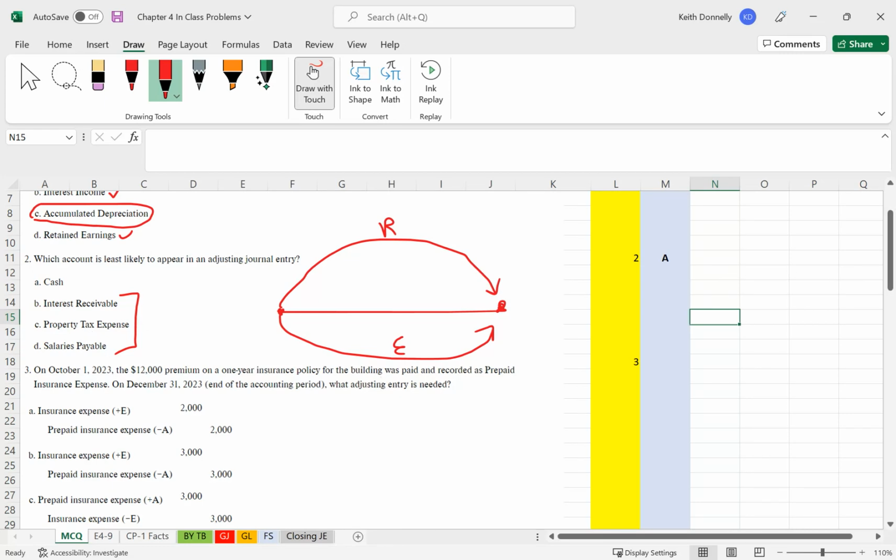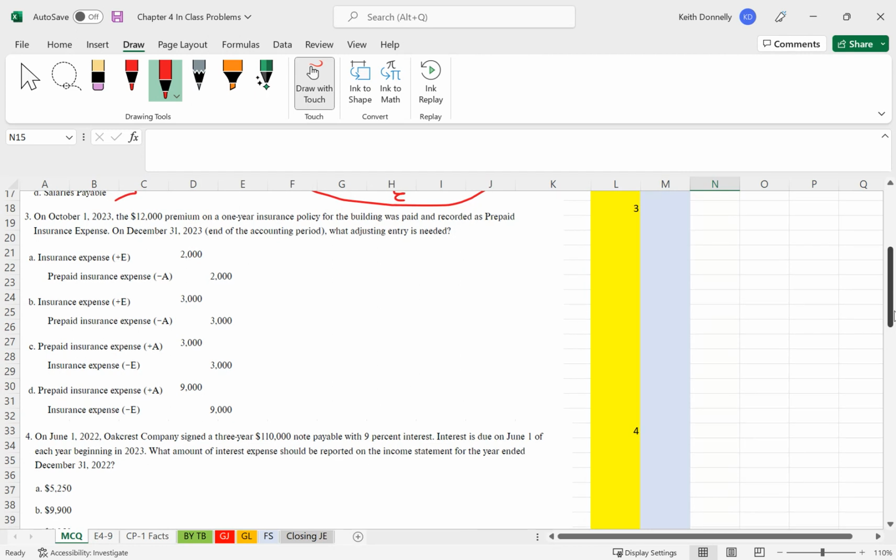Let's look here at 3. Okay, so it says on October 1st, 2023, looks like we bought an insurance policy for a building, and at that time we debited prepaid expense or prepaid insurance. Right here we are at 12/31, the end of the year, and they want to know what is our AJE.